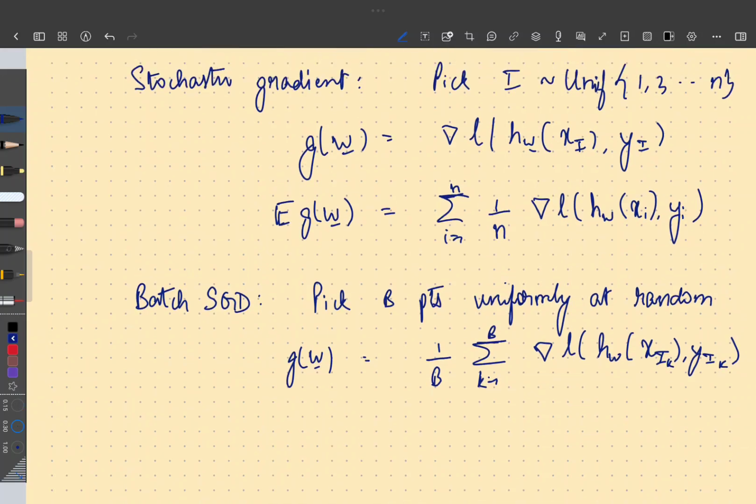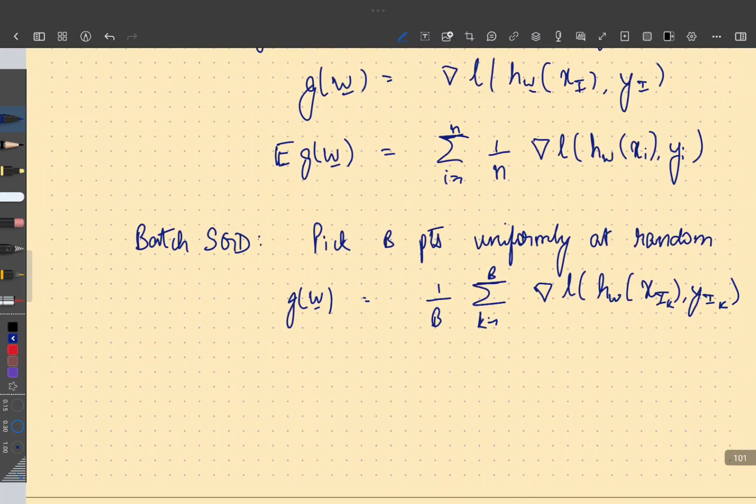So if you increase the batch size, then the variance of the stochastic gradient becomes lower, okay, because it's a better approximation of the true gradient than standard stochastic gradient descent. But the flip side is that the computational complexity also increases proportional to the batch size. Yeah, it's again O of B.